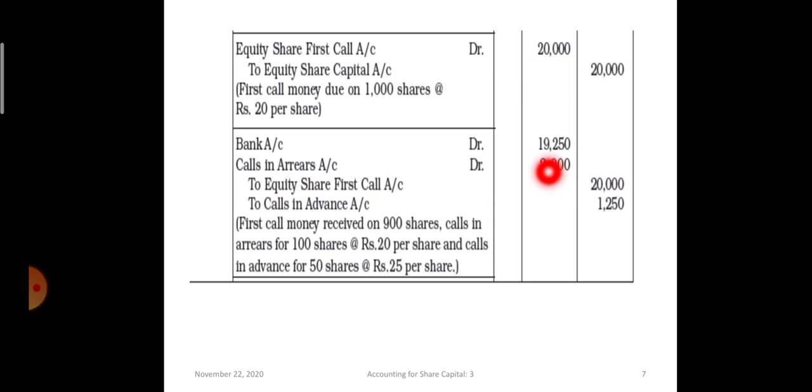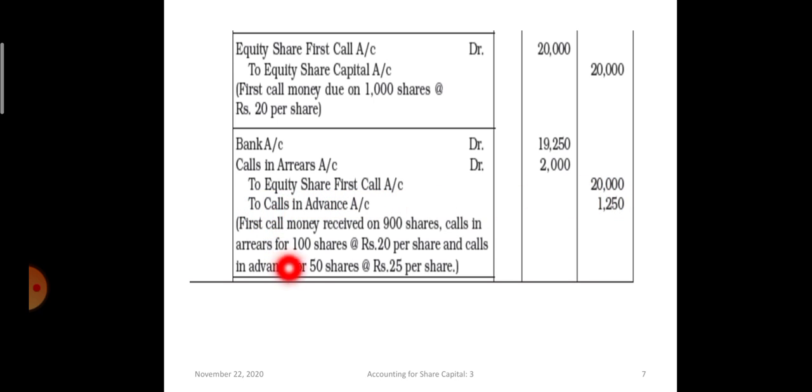Out of this, 2000 is not received, so for the first call 18,000 rupees is received, and on 50 shares at the rate of 25 rupees, that is 1250, is received as advance. So 18,000 plus 1250. This calls in advance amount will be credited to calls in advance account.